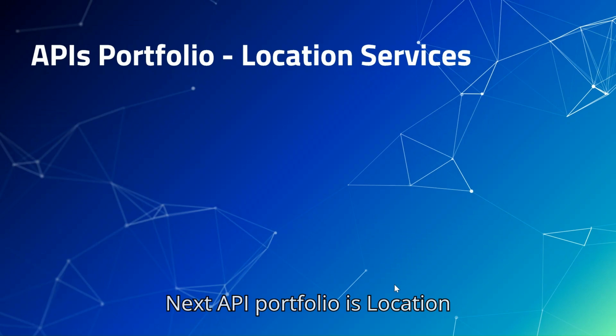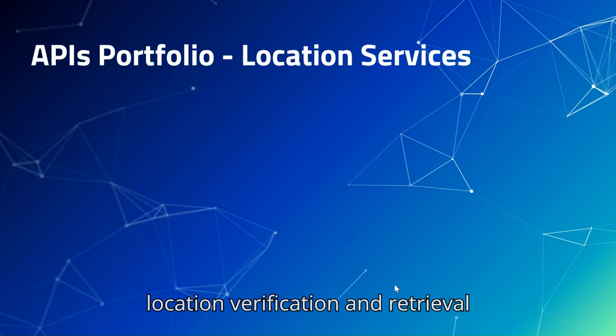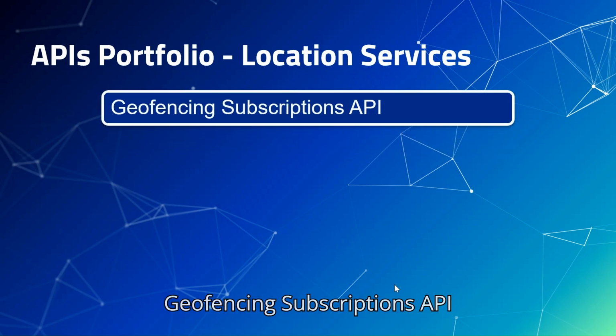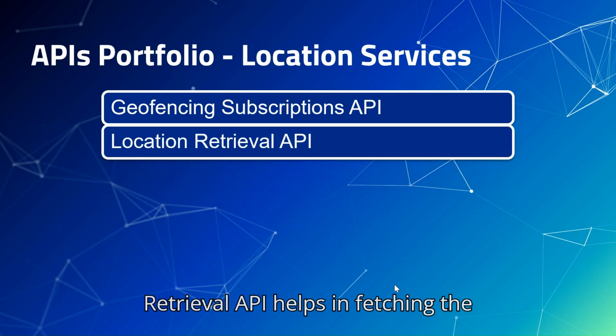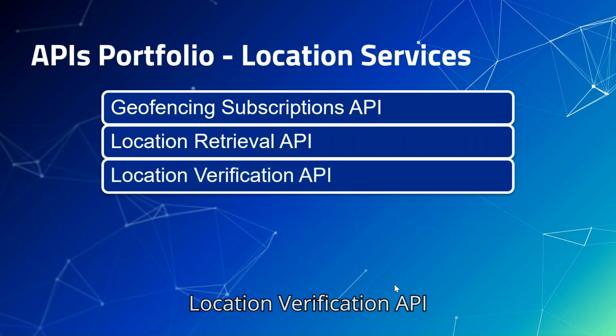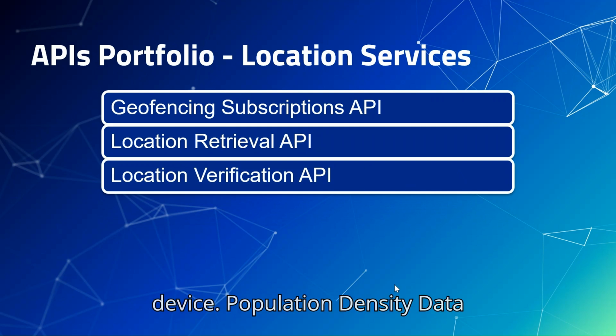Next API portfolio is location services. These APIs provide tools for accurate location verification and retrieval using mobile network data. In this portfolio, we have Geofencing Subscriptions API that sends notifications when a mobile device enters a specific area. Location Retrieval API helps in fetching the location of a mobile device. Location Verification API verifies the location of a mobile device.